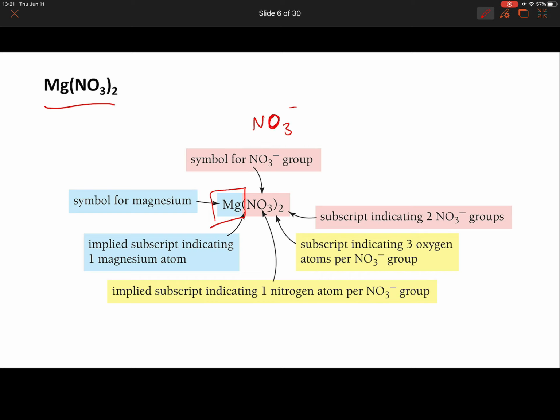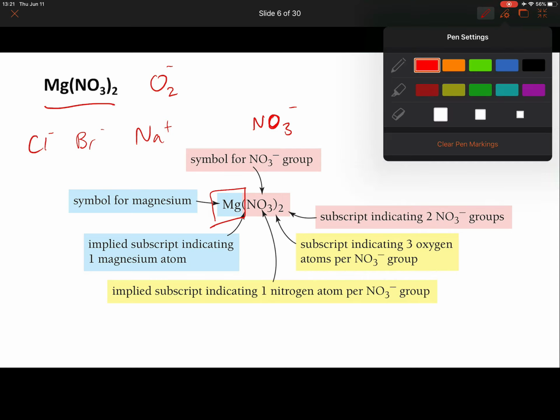Now you guys are used to monoatomic ions like Cl minus or Br minus, or even, I guess, what would we do, like Na plus. These are fine. You may remember the list that I showed you that does have some of these types of, wait, O2 minus? Sorry, I drew that wrong.